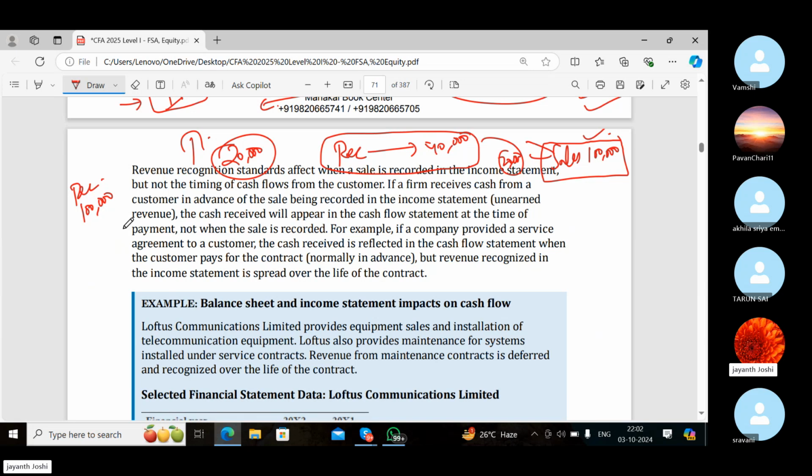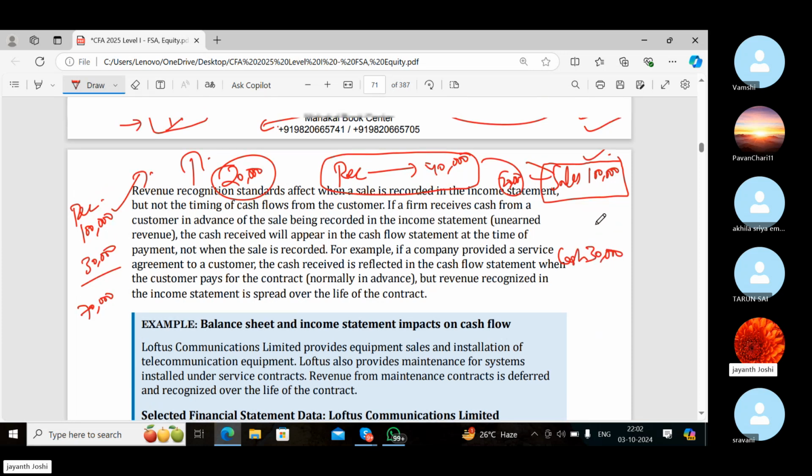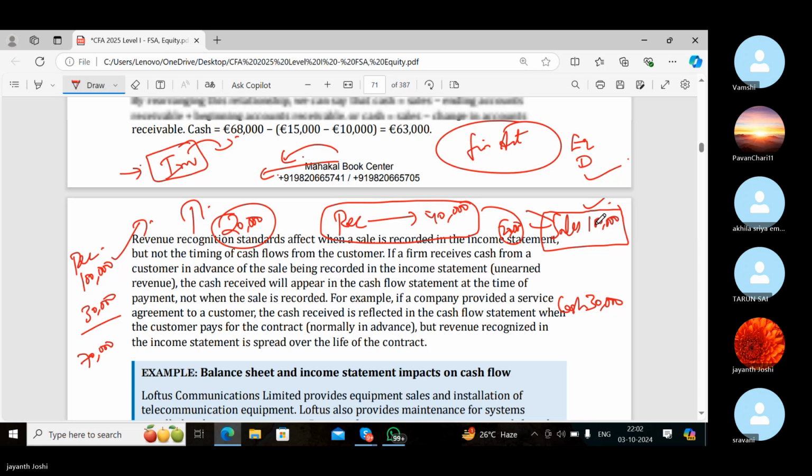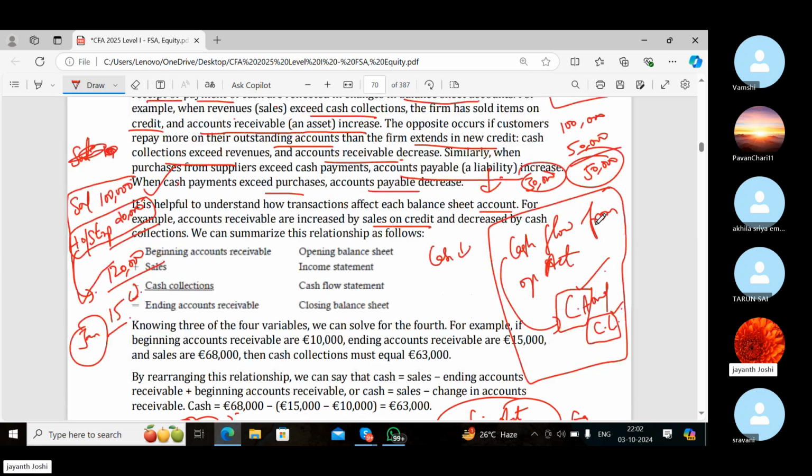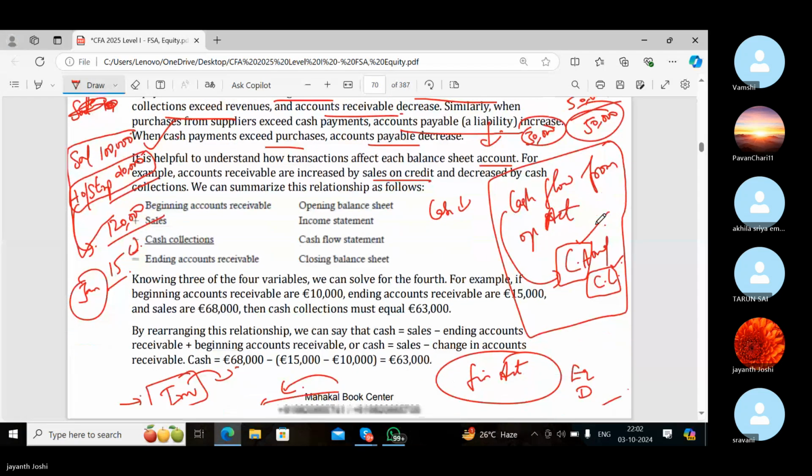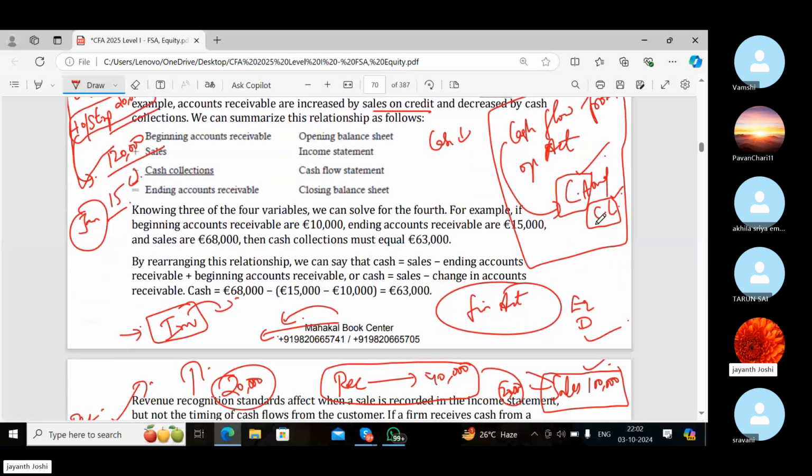So your receivables are 1 lakh. Now you have made credit sales, right? You will receive cash from your customers. Let's say 30,000 cash you have received. Now your receivables are how much? 70,000, and your cash account is showing how much? 30,000. So your receivables are decreasing, your cash is increasing. So now they are showing some relationship.